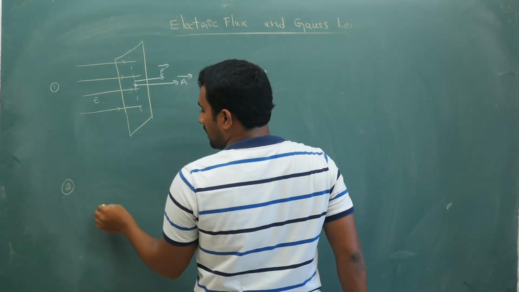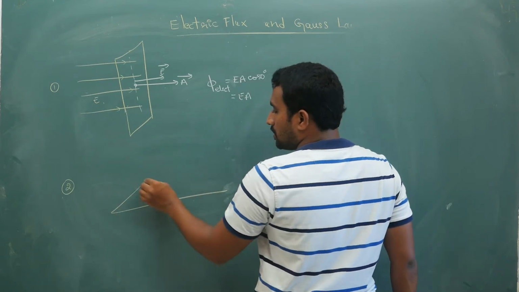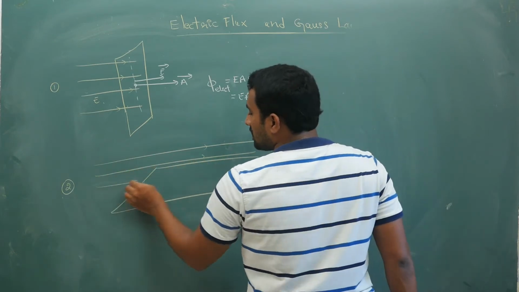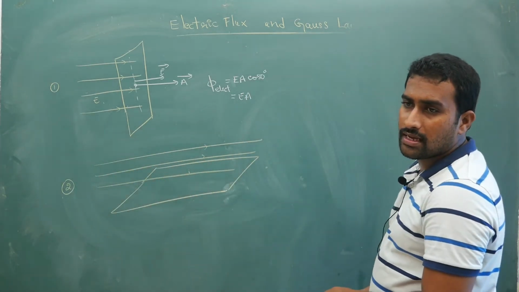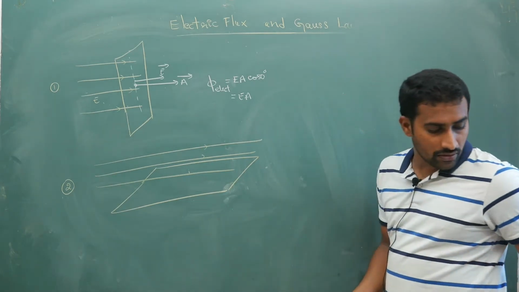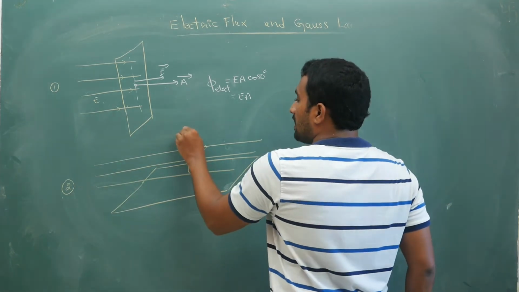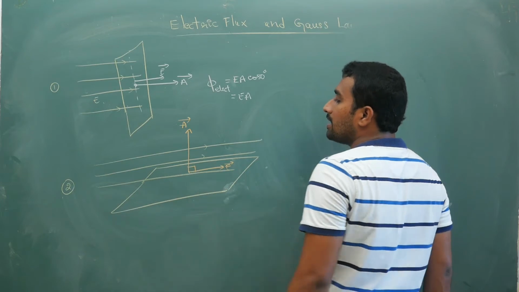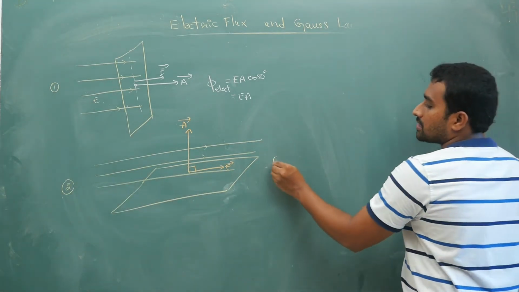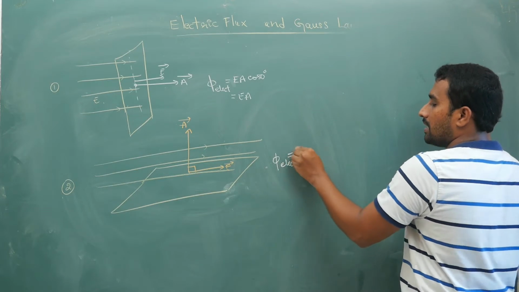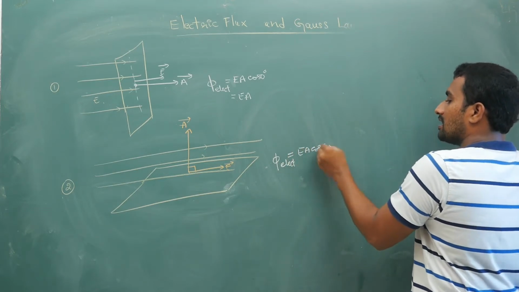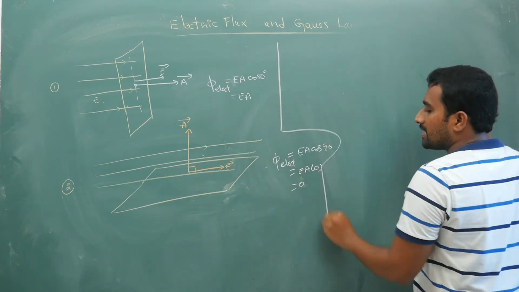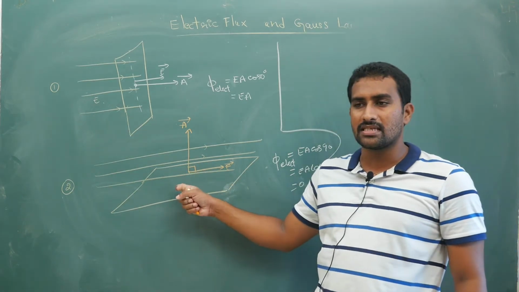Now let us consider a case where you have your field lines going like this. If you observe this figure, field lines are not going through the area. So in this case, if your area vector is this way, your field vector is this way. Now the angle is 90 degrees. So your electric flux is given by EA cos 90, that is equal to EA into 0, that is equal to 0. Which is pretty clear, because here these field lines are not piercing this surface.